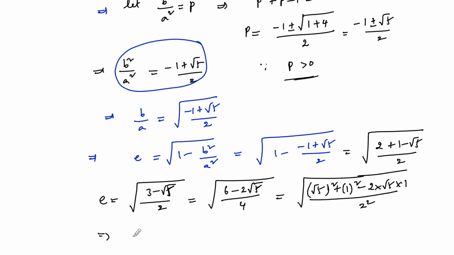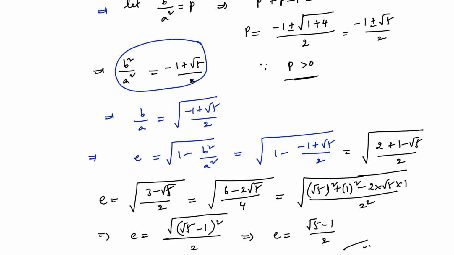So we have eccentricity e is equal to, the numerator is root 5 minus 1 whole square, and the denominator, root of 2 square, is 2. So we have eccentricity e is equal to root 5 minus 1 upon 2. So this is the answer.